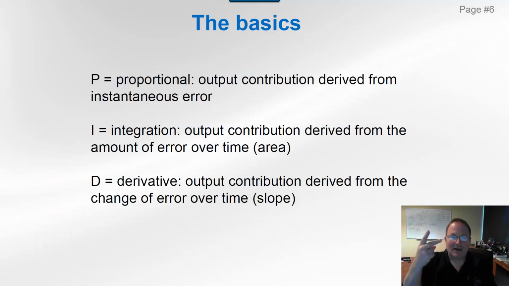The basics are P, I, and D. P is proportional, where the output contribution is derived from the error, or the instantaneous error at time equals X. I is the integration, where the output contribution is derived from the amount of error over time. Basically, it's the area between the set point and the process value. Derivative, that output contribution is derived from the change of error over time. So it's basically the slope or the ramp or the rate of change of the error.